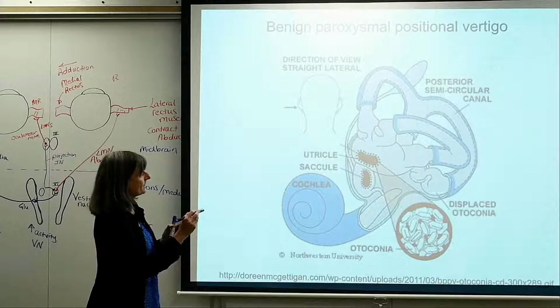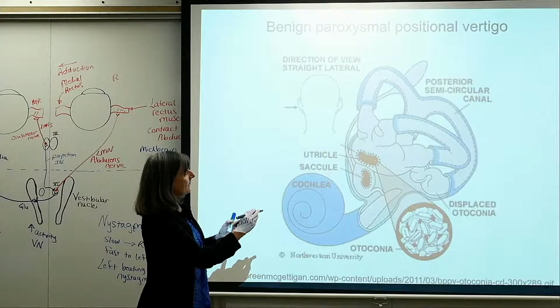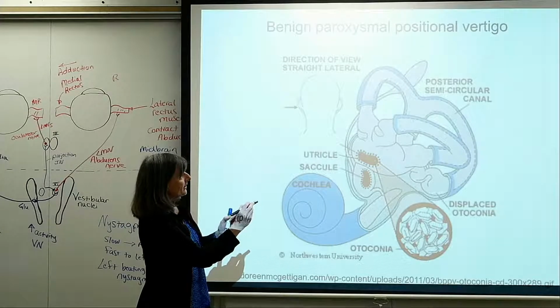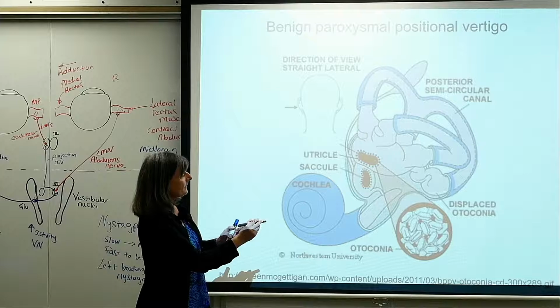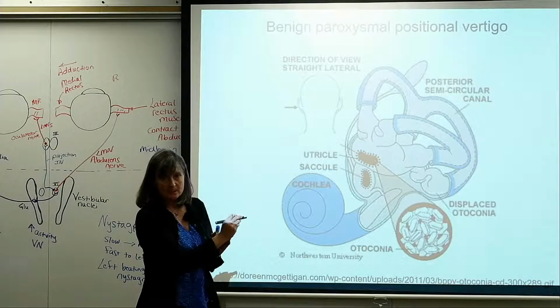So basically what happens is these otoconia tend to drop into the posterior semicircular canal. And they hang out there, but they're not supposed to be there.